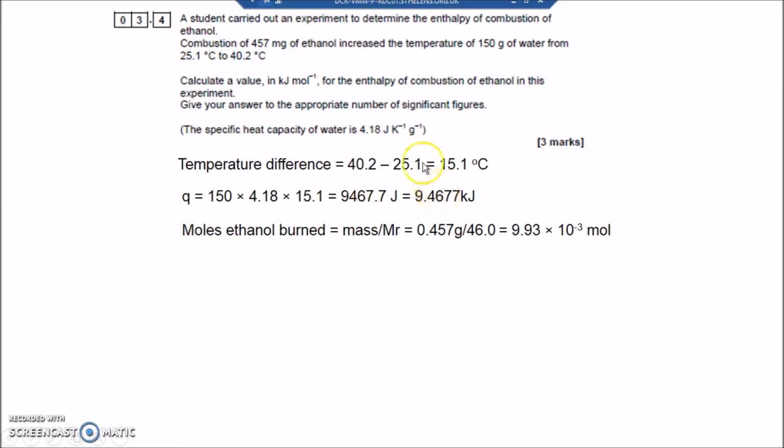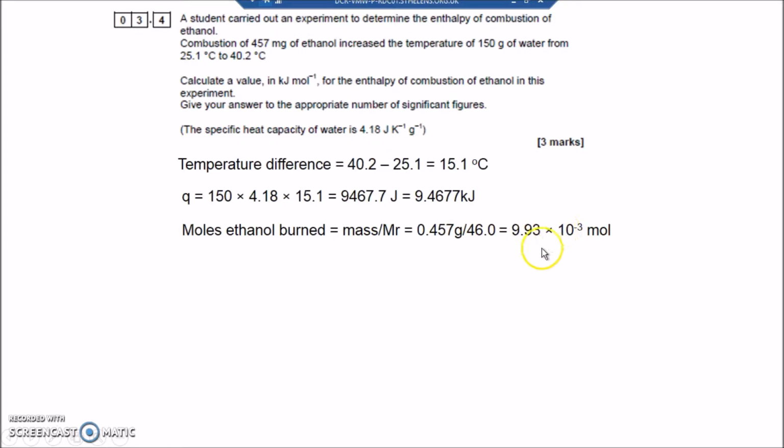Now I've got to work it out per mole because it wants kilojoules per mole. So I've got to work out how many moles of ethanol I've burnt. I've got 457 milligrams. I've got to get that into grams because moles is mass over Mr. Going from milligrams to grams, a small unit to a bigger unit, I'm dividing by 1000, so it's 0.457 grams. The Mr of ethanol, I can work that out and it comes out as 46. So the moles of ethanol burnt are 9.93 times 10 to the minus 3.